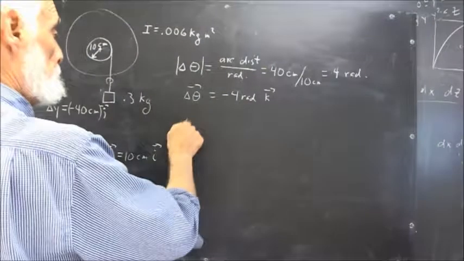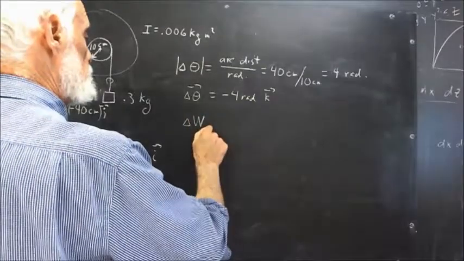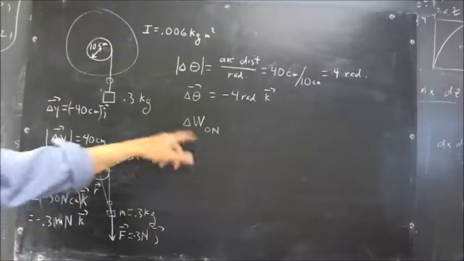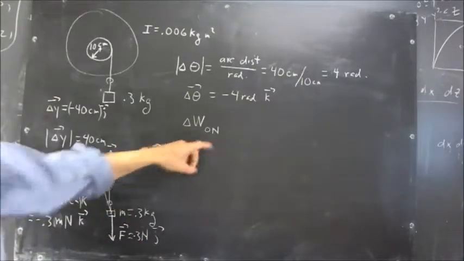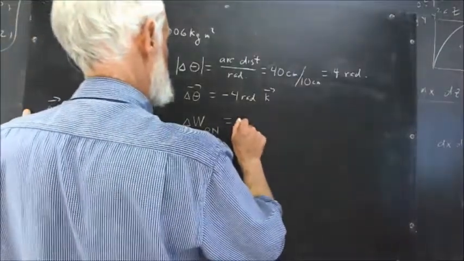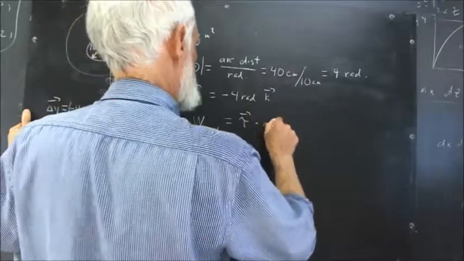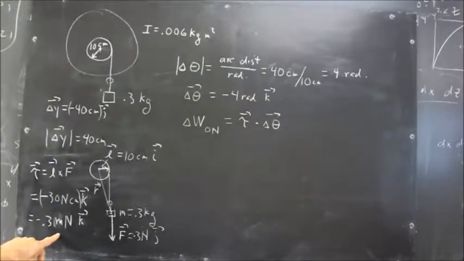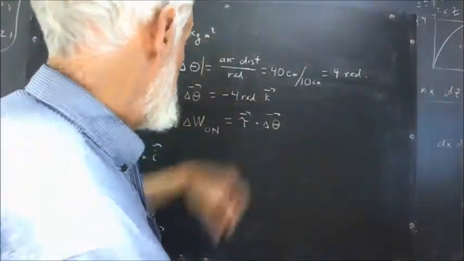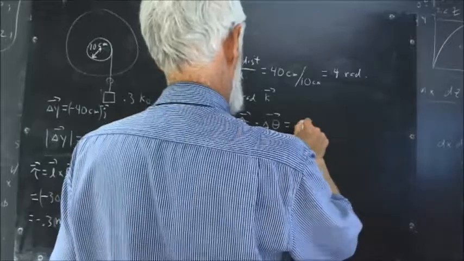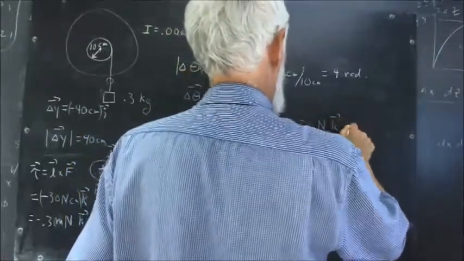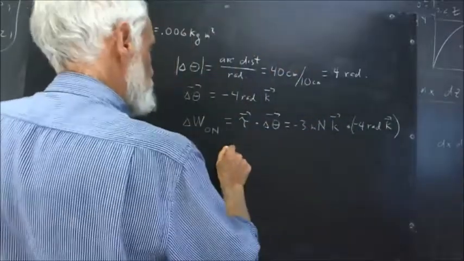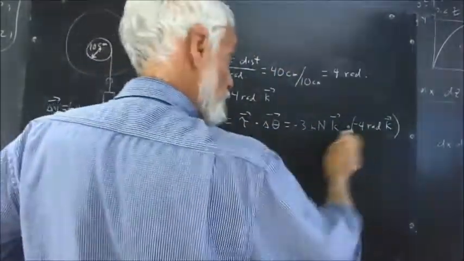Now what's our work? The work done on the system by this gravitational force, and of course that's going to be equal and opposite to potential energy change. The work done on the system is tau dot delta theta. And I'm using the vectors right now. Okay, so tau is negative 3 meter newtons times k. Delta theta is negative 4 radians times k. And that equals 12 meter newtons.